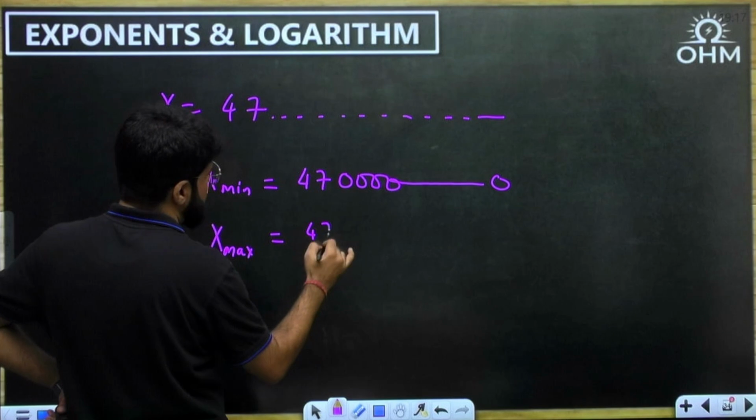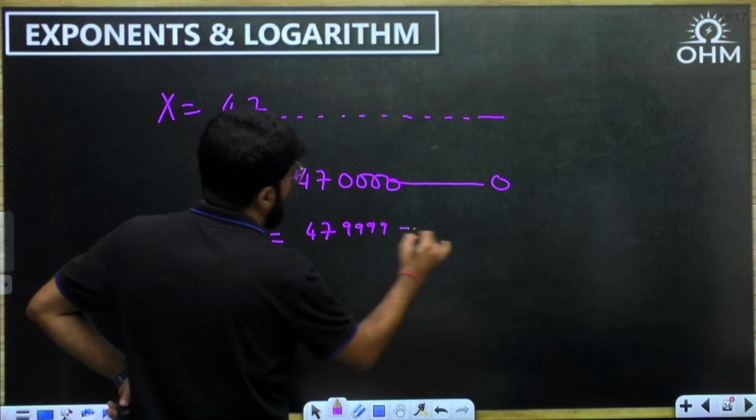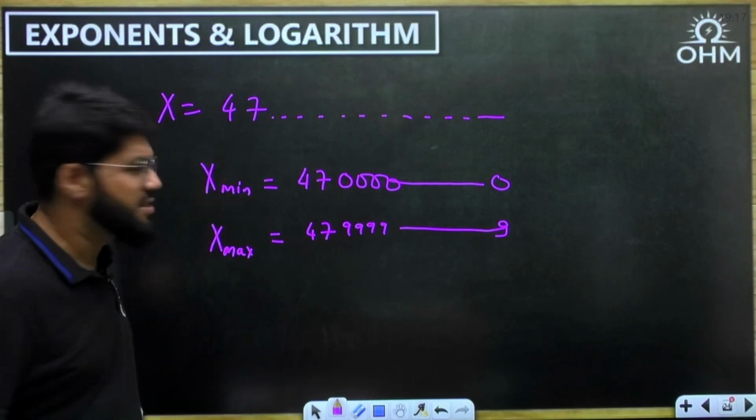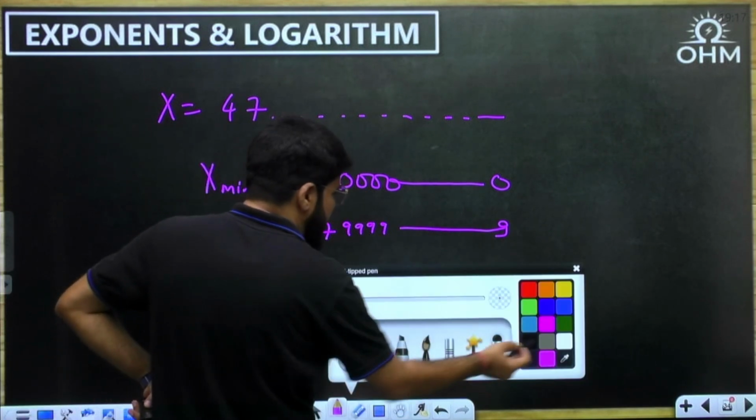Maximum value of x is all remaining digits, and the maximum digit is 9. So all remaining digits are 9. This is minimum, this is maximum. Okay, so what I will do here is better.